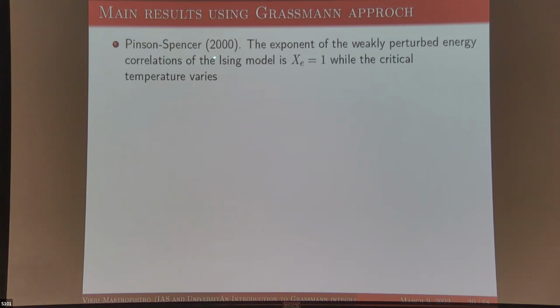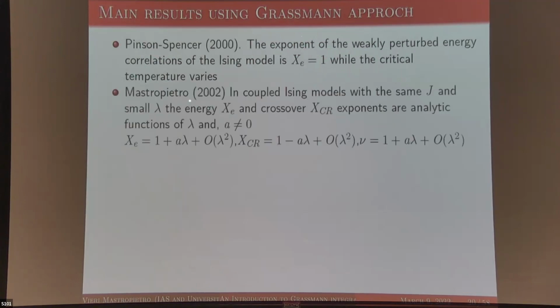The first result using this Grassmann integral is by Pinson and Spencer in 2000. They proved that the exponent of the Ising model is 1, so the case is 1 over x squared, while the critical temperature varies. Okay, so this is, I think, the first result. And then in 2002, I was able to compute the case of coupled Ising models with the same J. In that case, I was able to write a convergent series.